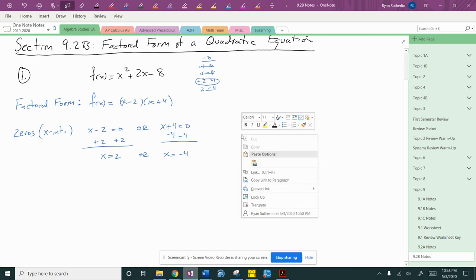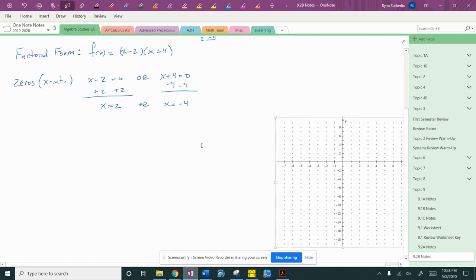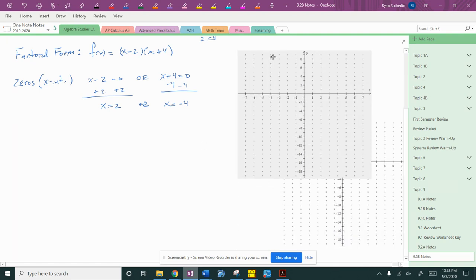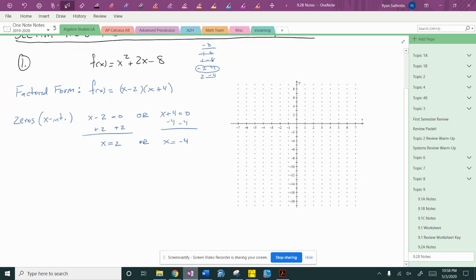Now I'm going to go ahead and bring in a graph screen here. I'll make that a little smaller and move it up here. So here's what we know about our function so far. We know we have a zero, or an x-intercept, at 2. And we have an x-intercept at negative 4. Now, the next thing I want you to find is the axis of symmetry. Here's where we're going to think a little bit.